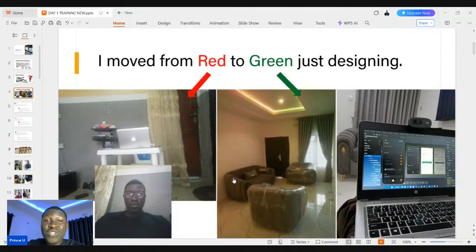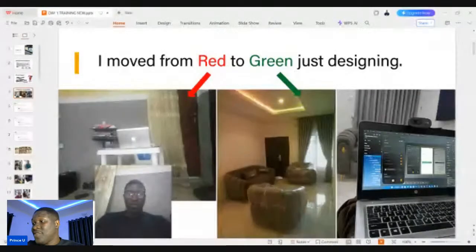We are going this route so that the 2 weeks can make sense. Every other thing we'll be doing after today will not make sense. Do you think we are just coming to catch cruise if you don't see why you should learn UI design in 2025, right? So I moved from this place, that's from the red to the green, just designing UI/UX.